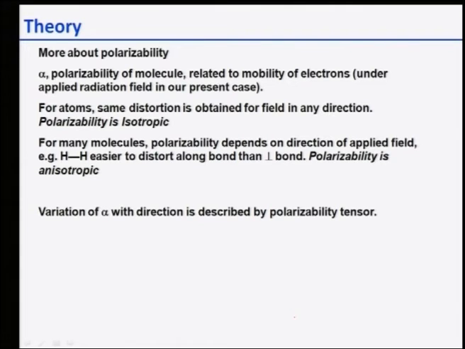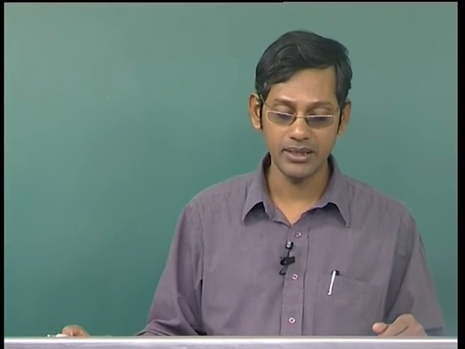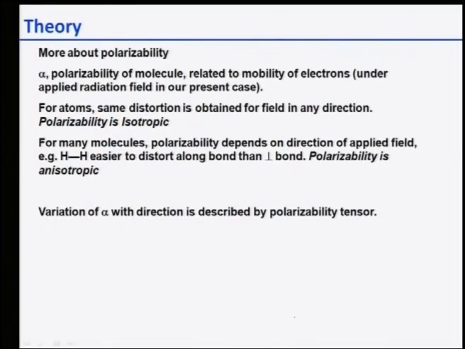Polarizability of a molecule refers to the mobility of the electrons when you apply a field. Basically you apply a field and see how the electrons move. If they move symmetrically, then there is no change of polarizability. If they move and distortion happens in the direction of the field, then it is anisotropic. But if the distortion is the same, this is isotropic. For many molecules, polarizability depends on the direction of the applied field, like H2, which is easier to distort along the bond than perpendicular to the bond, so polarizability is anisotropic. Variation of alpha with direction is described by the polarizability tensor.